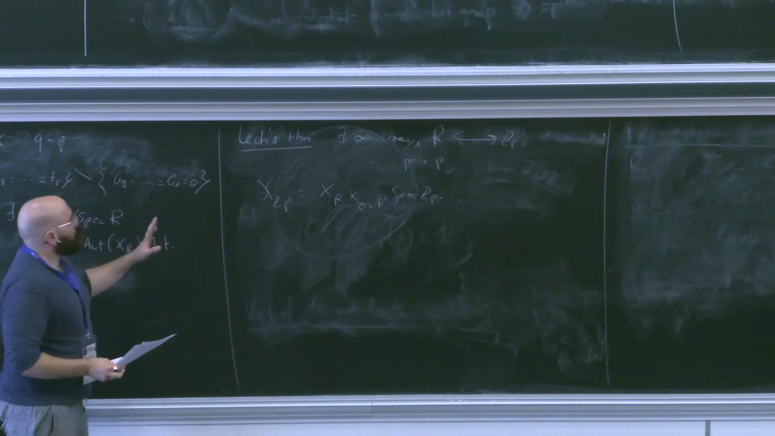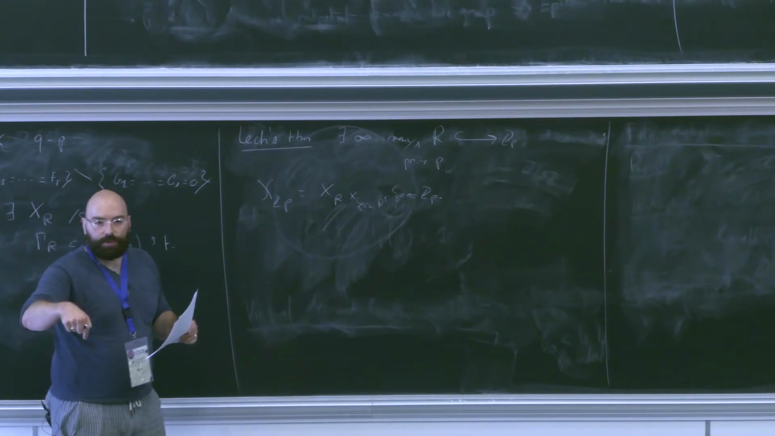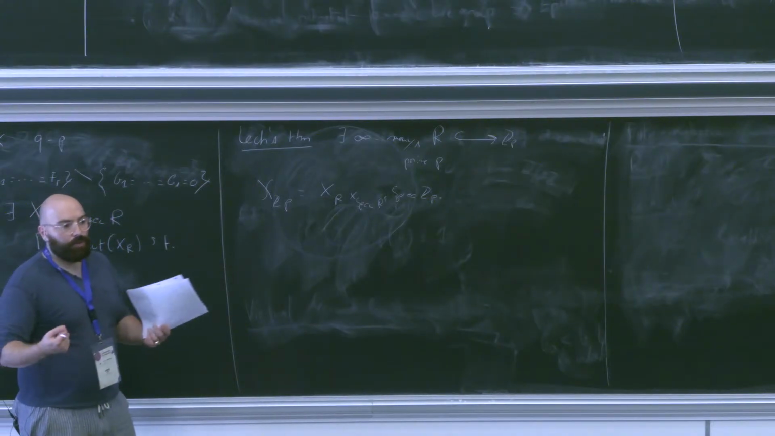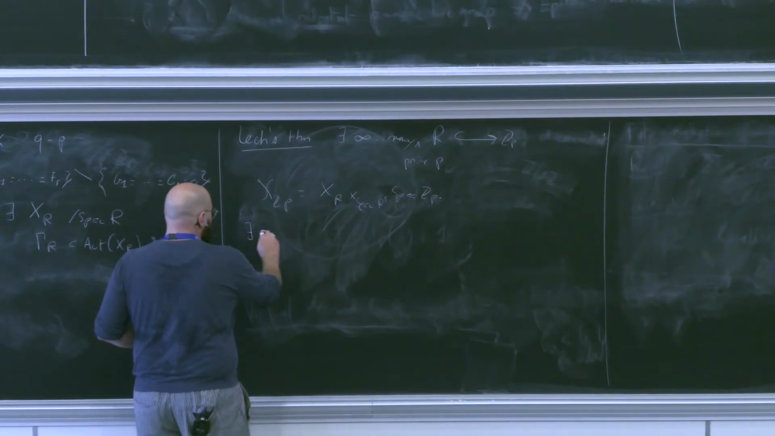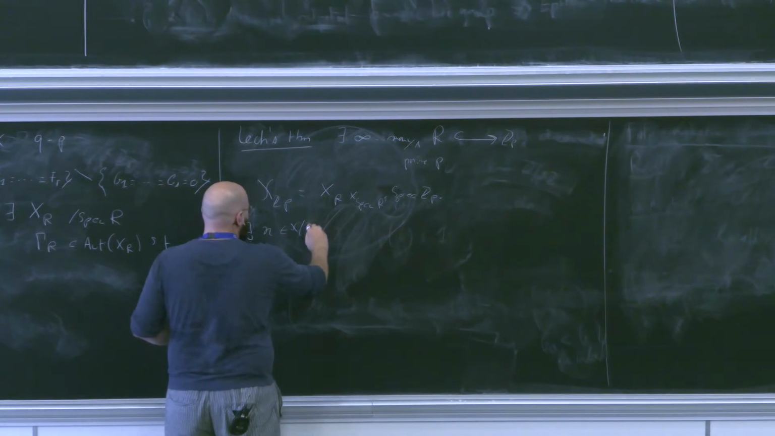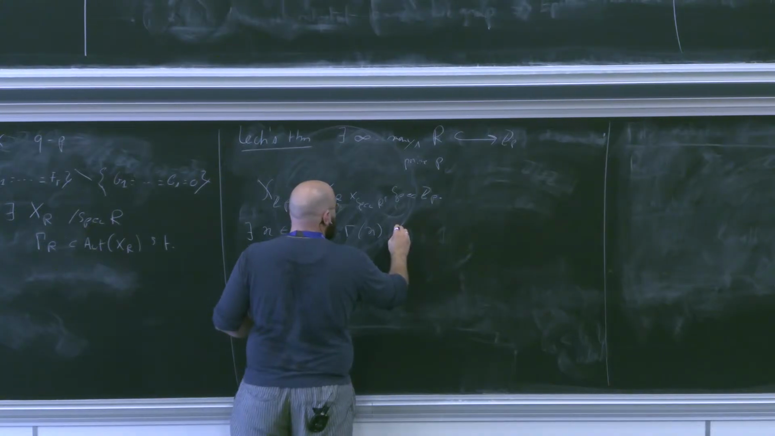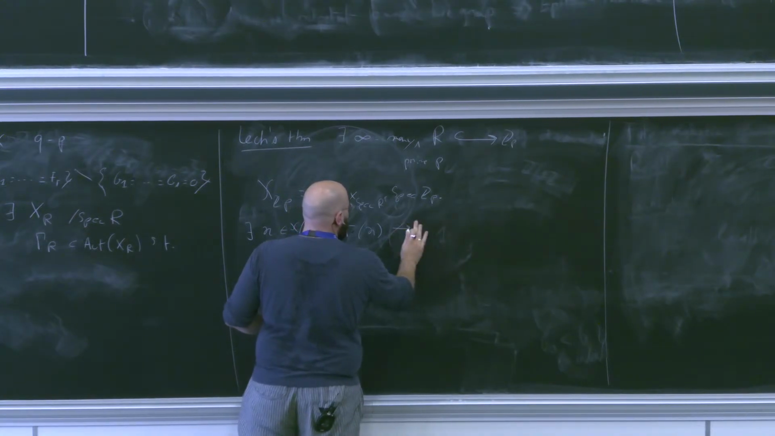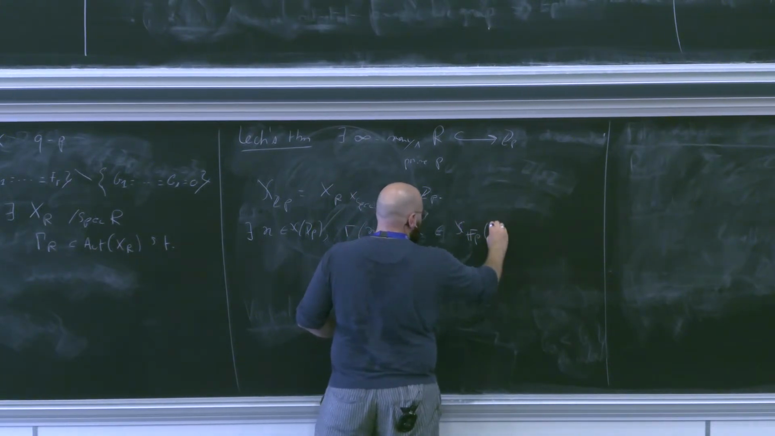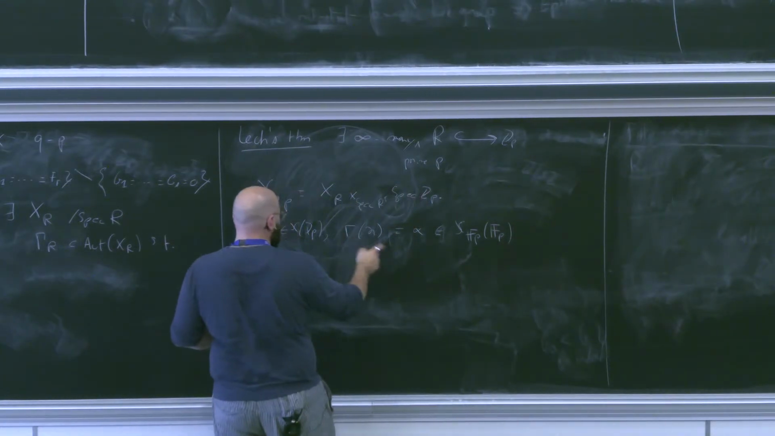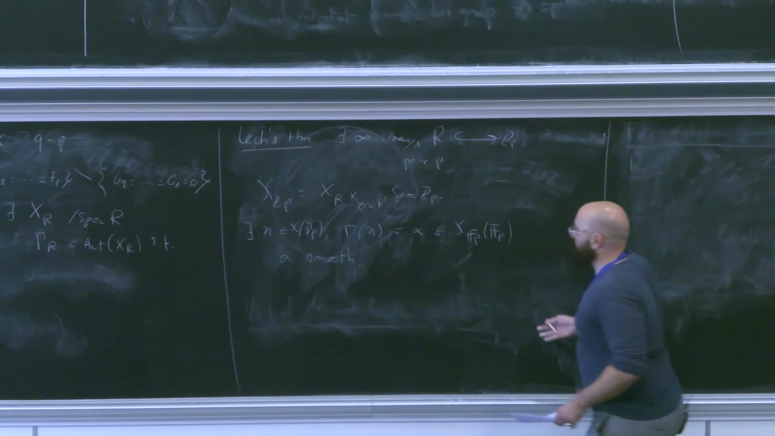for example, this is a scheme over Spec Z_p. It has two fibers, the generic one and the special one. And you would like, for example, that both are geometrically irreducible, and you would like that you can find a Z_p point such that its reduction modulo p, let's call it alpha, in the special fiber, is smooth. You want conditions like that.